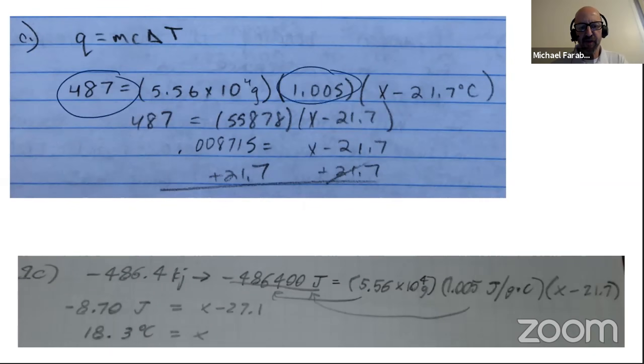They don't have joules on the right, so they go ahead and just divide. And now they have a delta T which is off by 1,000. So instead of a delta T of 8.7, they think the delta T is 0.0087.